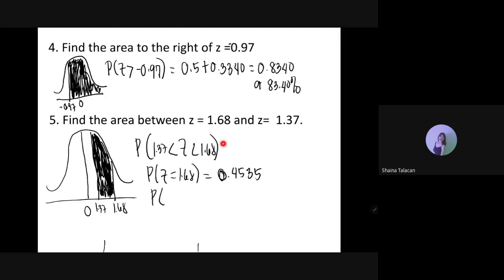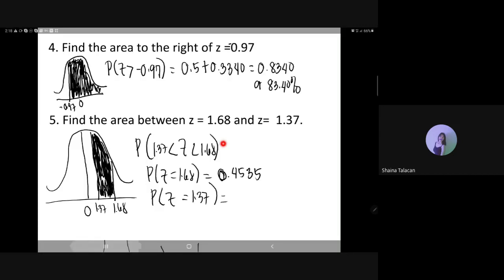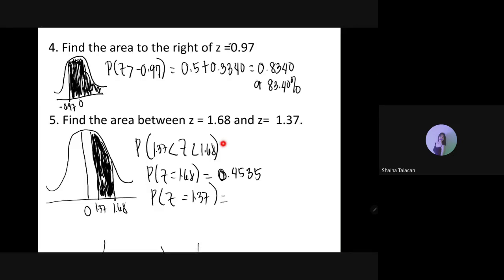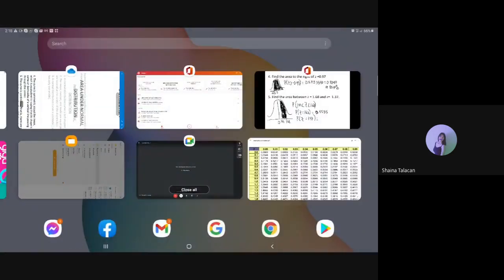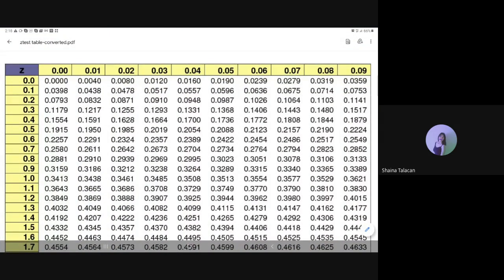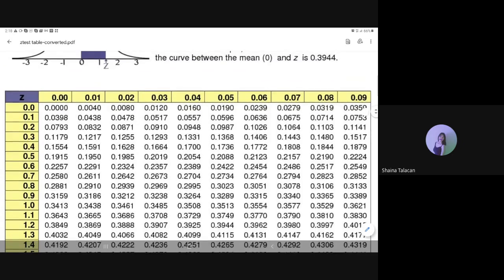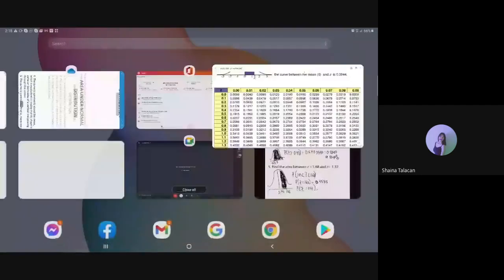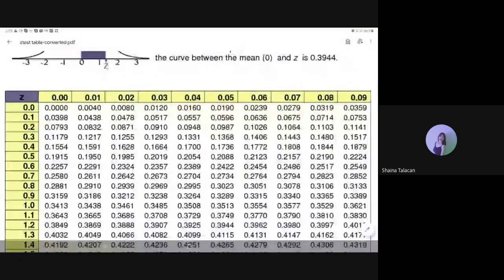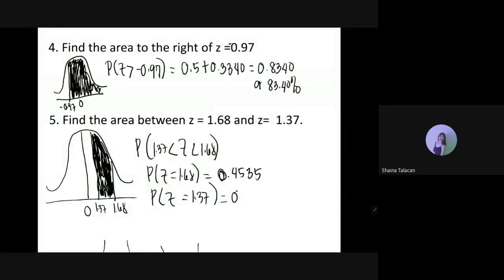And then you find the probability that Z is equal to 1.37. 1.3, 4147, right? What was my question again? 1.3 what? 1.37. 1.37 is 4147. So 0.4147. And then you subtract the two.